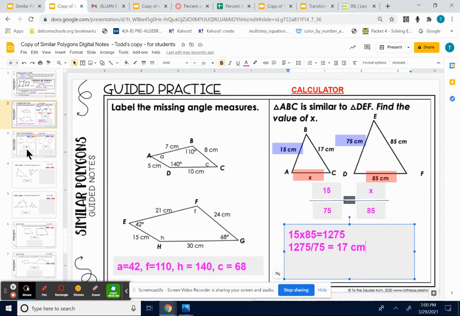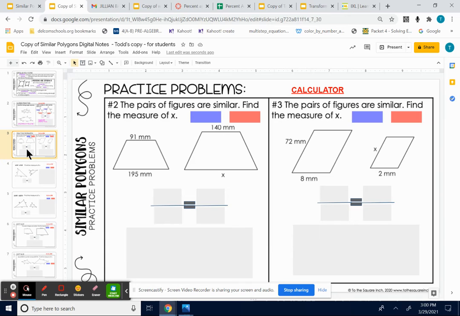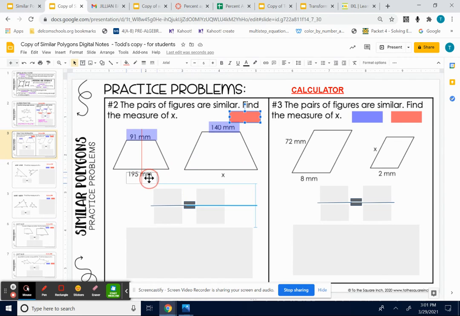Okay, if you're using my video, try the next problem, number 2. Maybe pause the video and try it on your own, and then see if you get it. So number 2, I want to first think about my corresponding sides. My 91 on the small shape corresponds to 140 on the large shape because they're both on top. They're in the same place. The 195 on the small shape corresponds to x on the big shape.